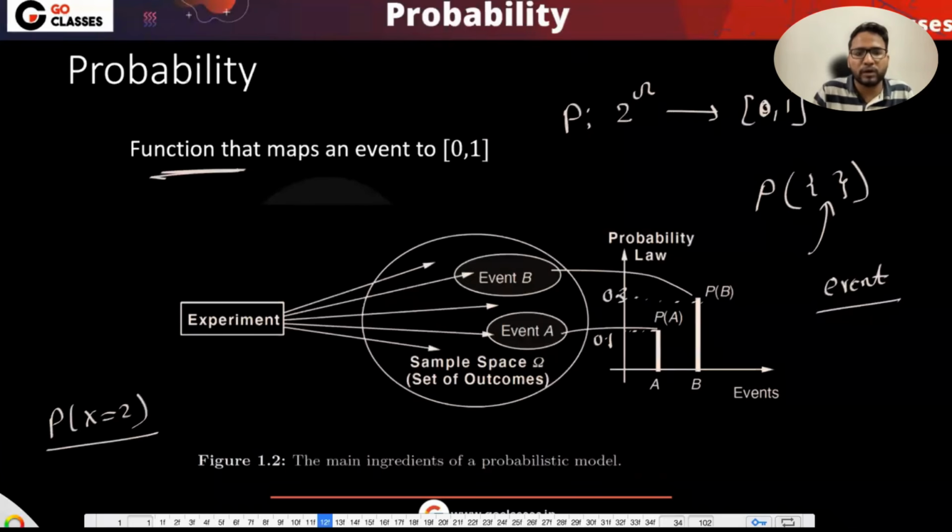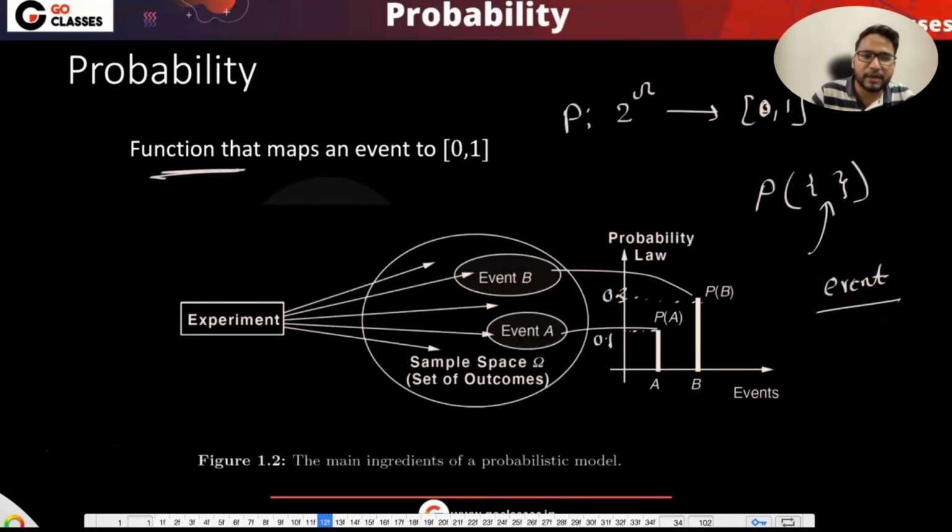If you have ever noticed, we write P of X equal to 2 in the case of random variables. I will talk about random variables later, but that also has to be an event. So everything is an event. I will tell you in the random variable case why X equal to 2 is actually an event. Whatever you write inside the probability has to be an event, because that's the definition of probability.